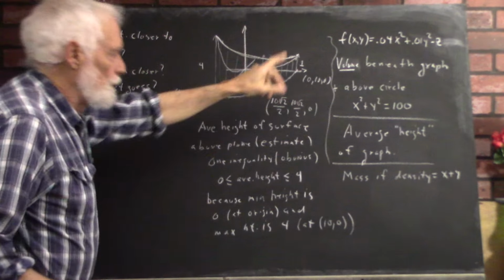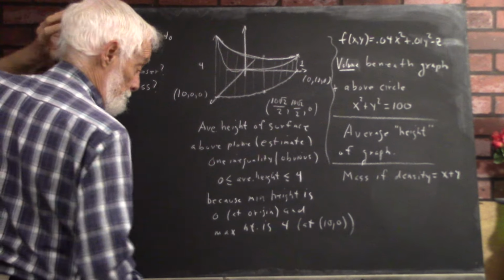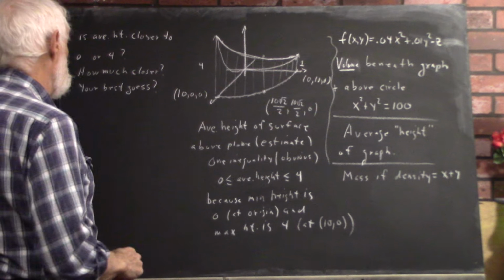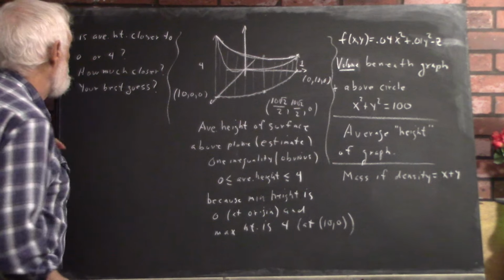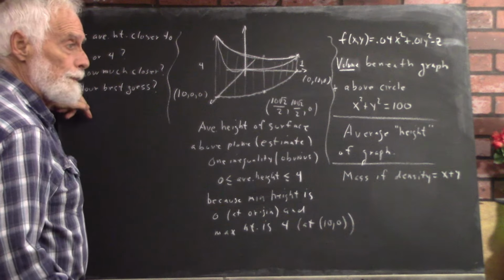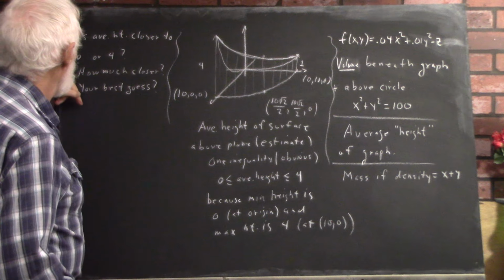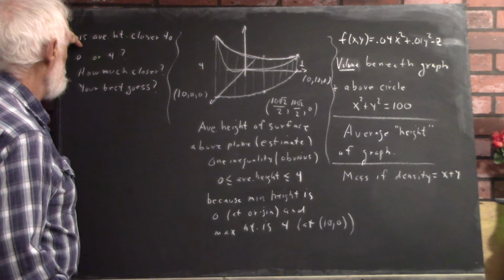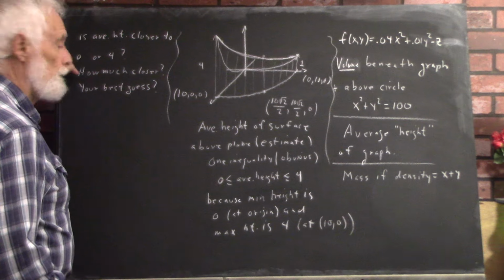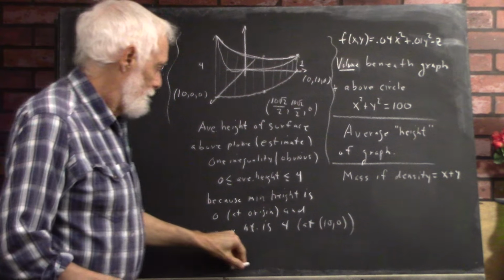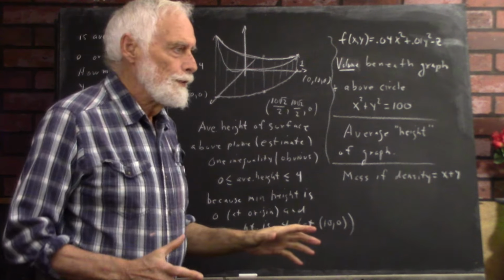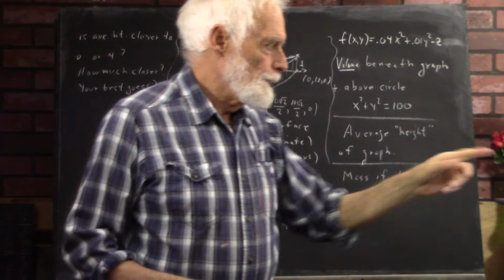Now by the time we're done, we're going to have figured out the average height. And it's really not too difficult to do. But three questions, okay? So I want closer to 0 or 4. How much closer? Your best guess. Give me as much of that as you can. Okay, so I got one already.